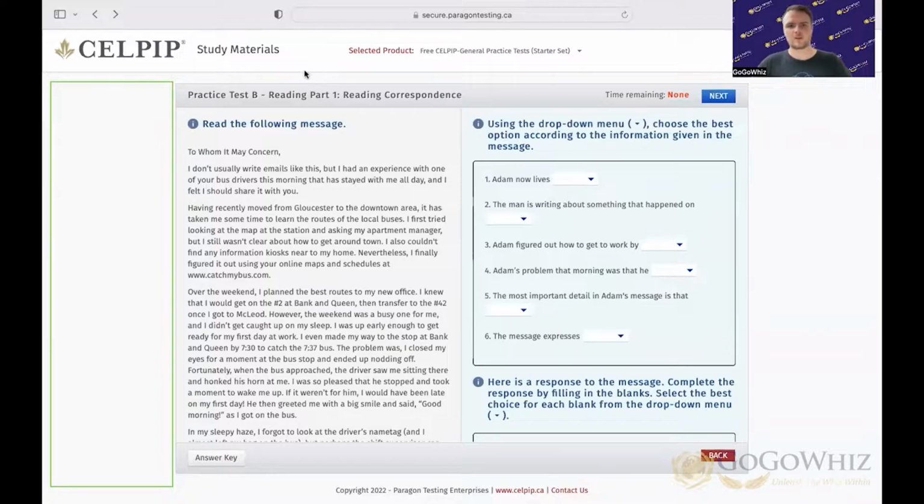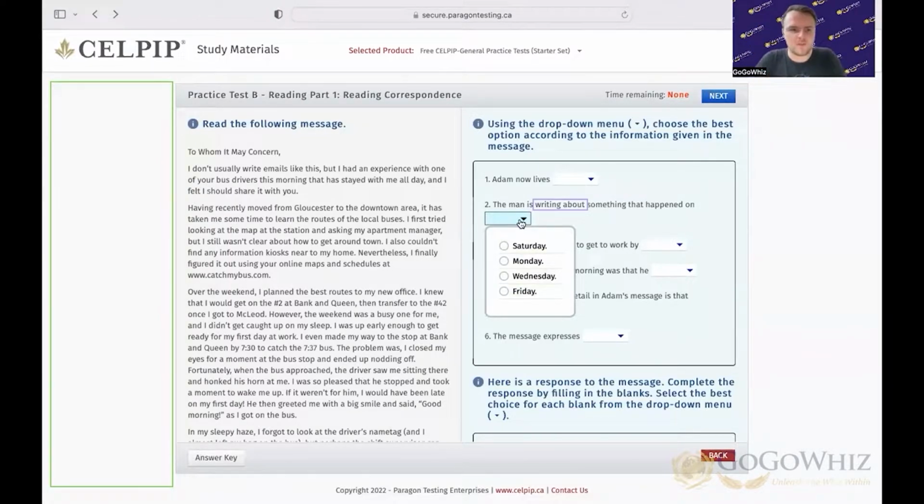Okay, moving on to number two. So for number two, it says, the man is writing about something that happened on blank. Okay, so we know that the question is, what is he writing about, right? So this question is kind of asking about the general idea, the main idea of this. So is he writing about something that happened on a Saturday, Monday, Wednesday, or Friday? Interesting question, right? So we're looking for a day of the week.